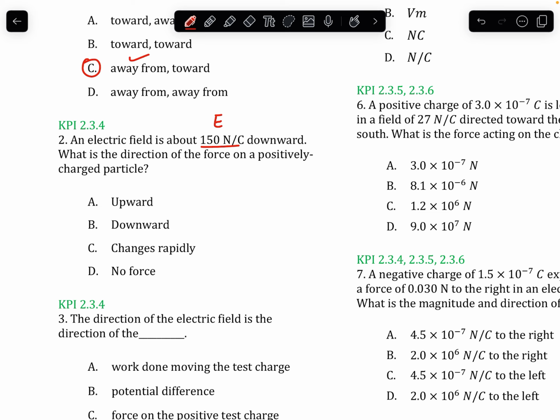On a positively charged particle, because it is a positive charge, this means that F and E, the electric field, must have the same direction. So also downward and downward.